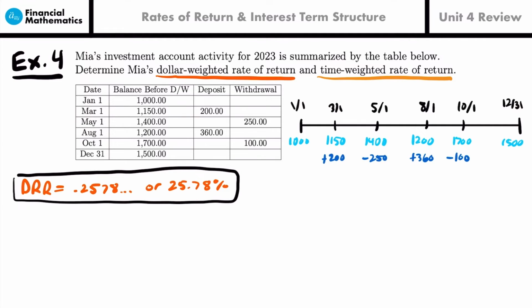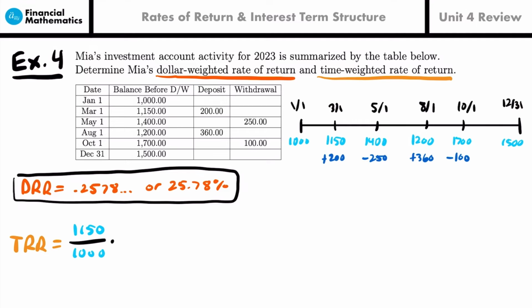Here's our setup. To find the time-weighted rate of return, we want to take the first reported balance, which is $1,150. I'll write that, and divide it by the initial balance of the account, which is $1,000. You always start with the first reported balance, not the balance at the beginning of the year, but the first one reported after that, and divide it by the original account balance.